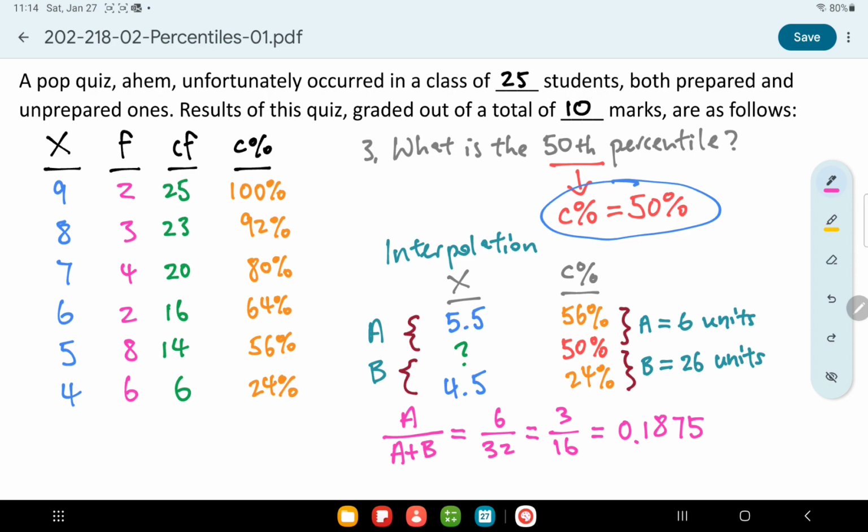0.1875. Okay? So what we've come up with is a fraction of 3/16, or the decimal of 0.1875. That's the portion of A in the distance between 5.5 to 4.5.